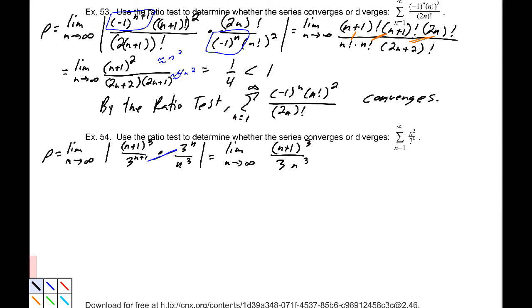And for that same reasoning as in the last one, this limit, because of our ratio, is going to 1/3, which is less than 1, and so by the ratio test, the series n cubed over 3 to the n converges.